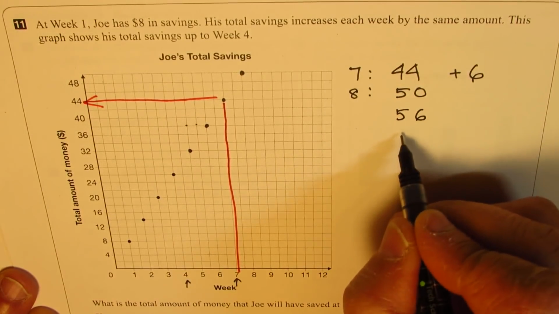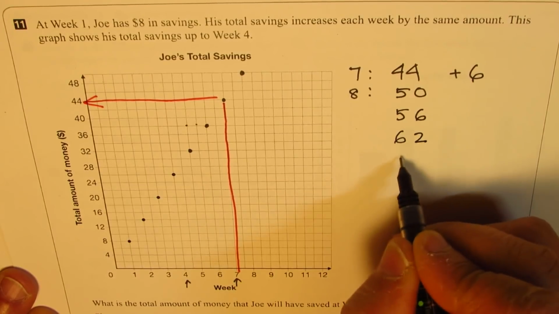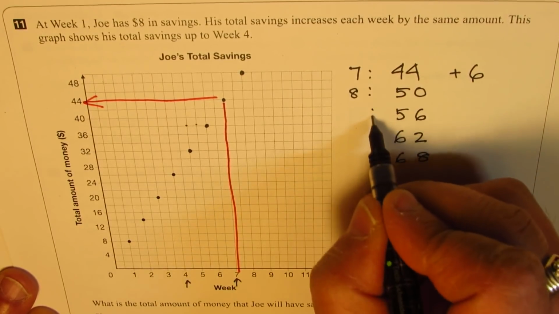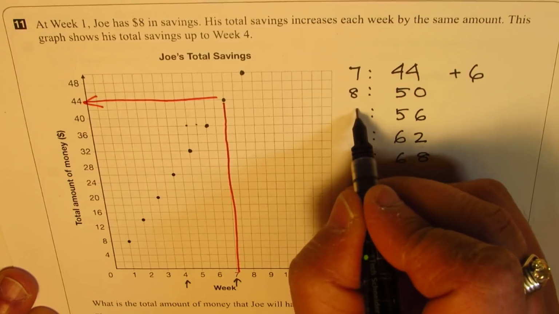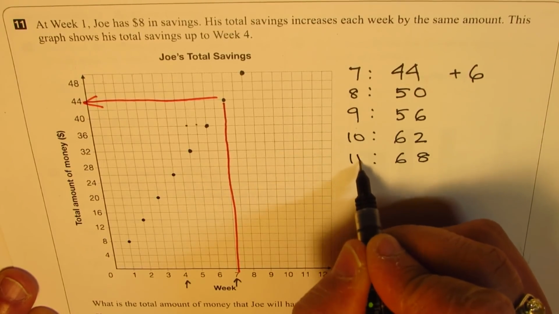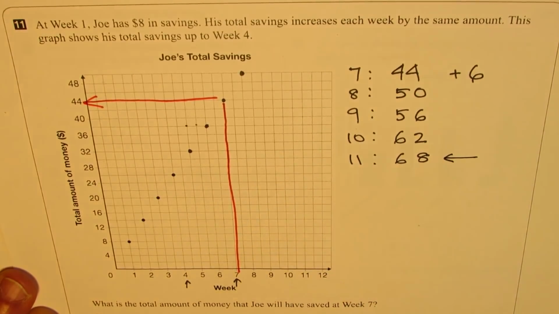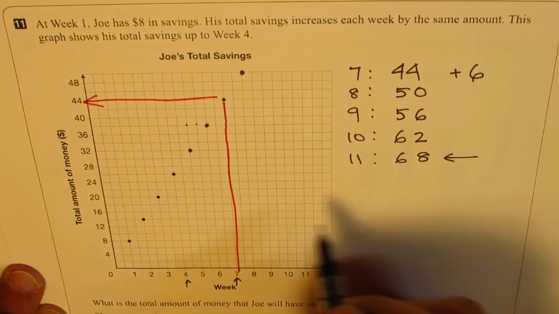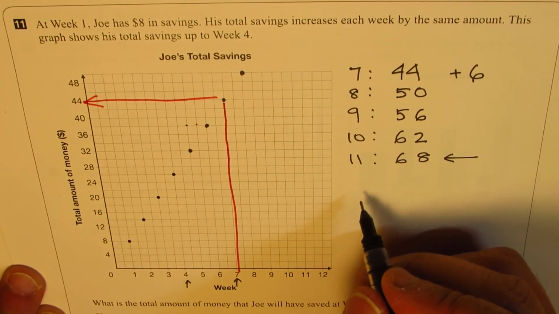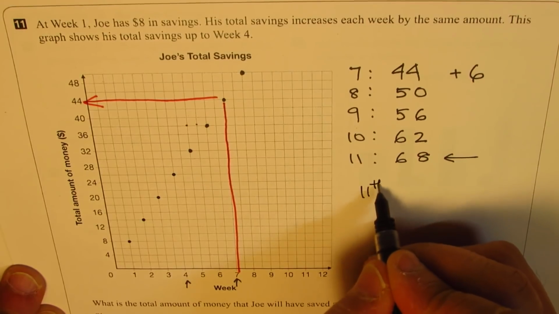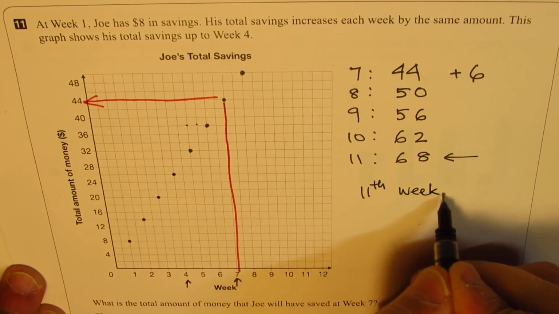And then 6 will be 62. And then 6 will be 68. And what is the week number for us? 9, 10, and 11. So that is when you're going to get $68. So you're going to get it on your 11th week, correct? So that becomes the answer.